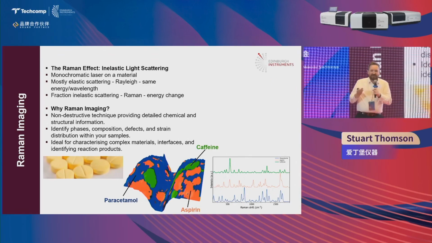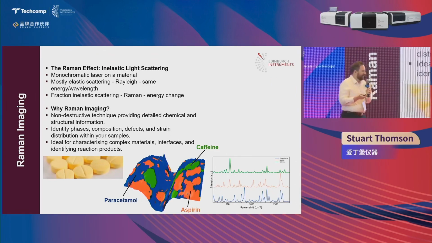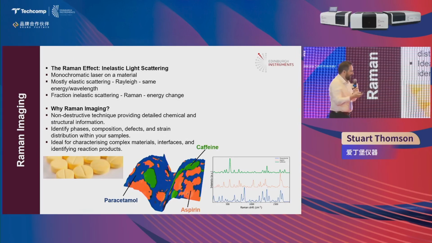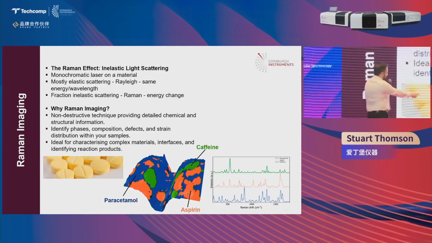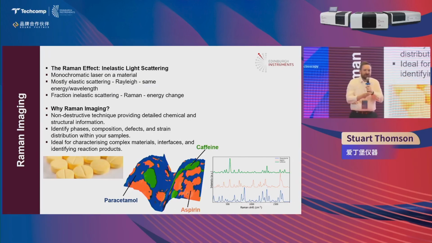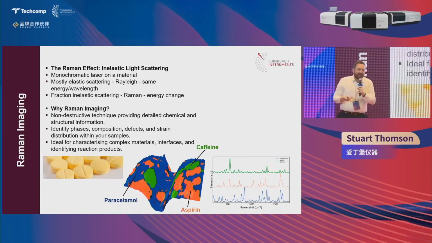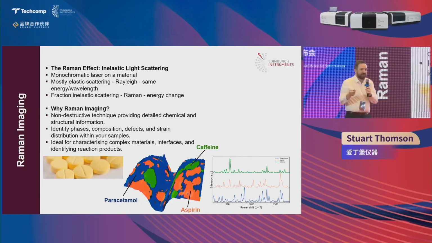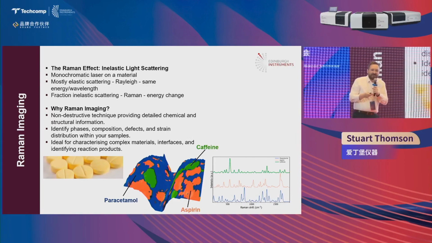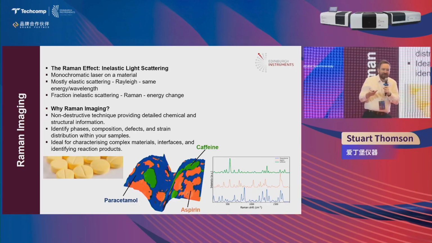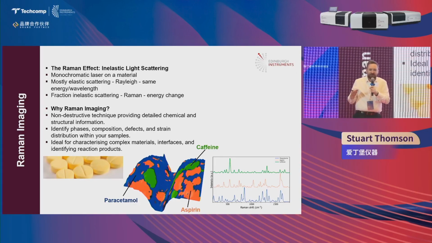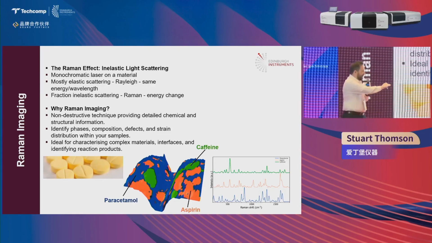And here's an example of why this is such a useful technique. So here we have a pharmaceutical tablet, and we're actually looking here in this dip in the middle of the tablet, and then we've imaged across that using Raman. And this tablet contains 3 different drugs, paracetamol, aspirin, and caffeine, and each of these has a unique Raman spectrum, and therefore we can create this chemical image of the tablet surface using Raman. We can see the distribution of the different drugs.